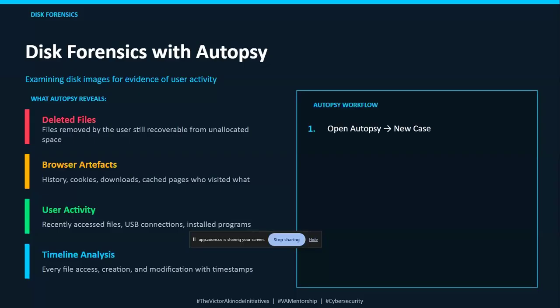So, the Autopsy workflow. Let's look at how Autopsy actually works. First, when you open Autopsy, you need to create a case. Secondly, you need to add a data source, which is selecting the disk image. For example, we are creating a disk image now, so we need to select the disk image we're going to create from FTK Imager. And then we want to run ingest modules.